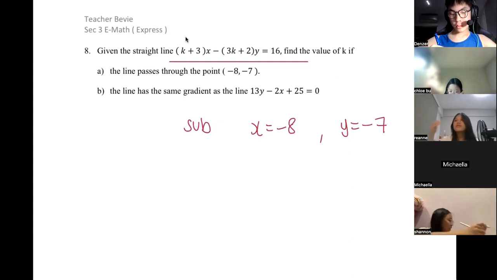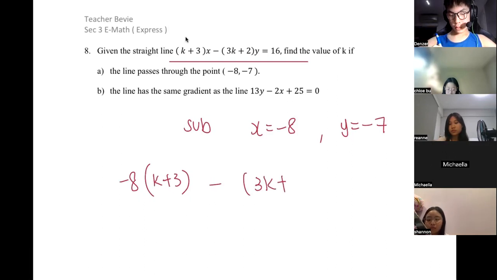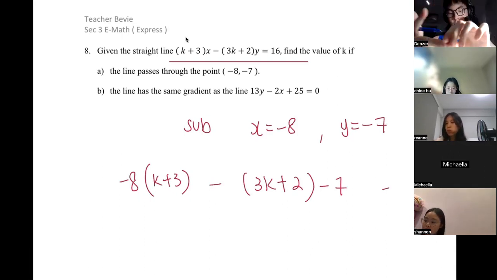Okay, let's see. Hello, this is just Sec 1 linear equation, girls and guys. So k plus 3, x, it's 8, minus 8, sorry. Then, okay, so if you get confused, your minus 8 can just put in front. Then minus 3k plus 2. And then I want to multiply by a minus 7. Okay, so this gives me 16.